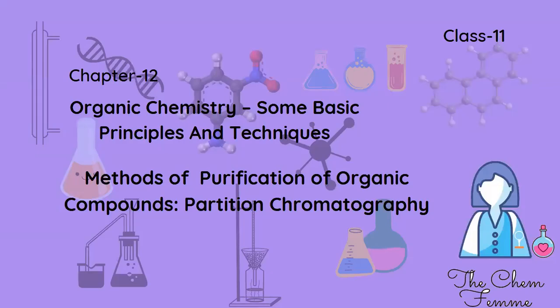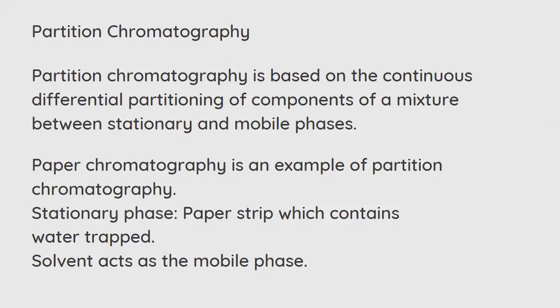The second type of chromatography that we learn about is partition chromatography. As the name suggests, it has to do with the partitioning of the components between the stationary and the mobile phase. Paper chromatography is actually an example of partition chromatography. In this case, the stationary phase is a paper strip which contains water trapped in it.